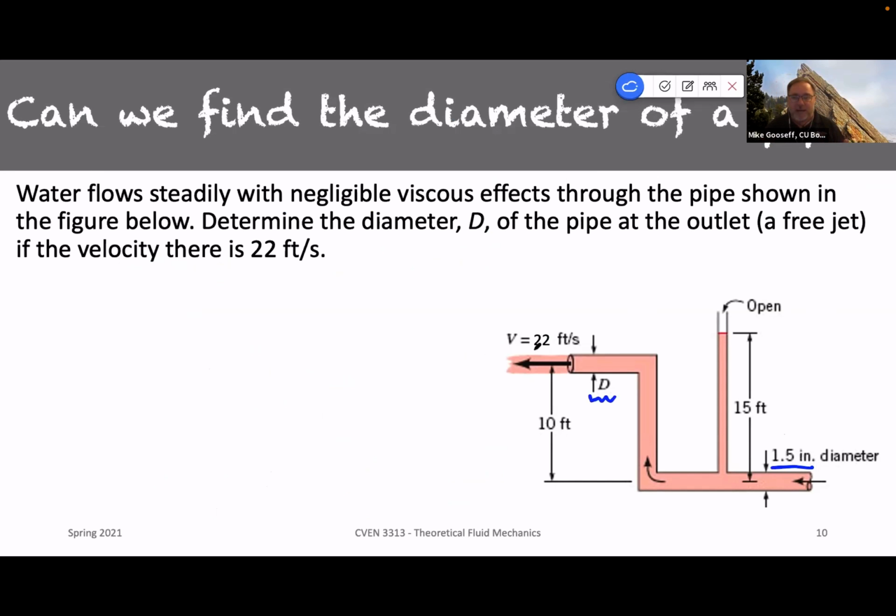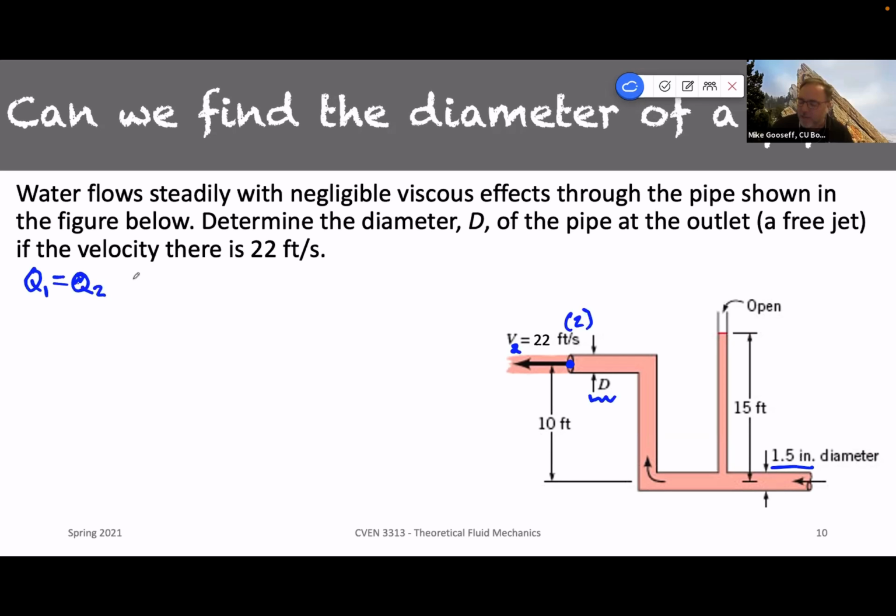Okay, so automatically you can guess, I'm going to put position number 2 right here, right? So we can call this V2 as a matter of fact. V2 is equal to 22 feet per second. We don't know what the cross-sectional area is upstream of it, right in this pipe. But we do know somewhere back here what the cross-sectional area ought to be. We just don't know the velocity there. So in this case, Q1 is going to equal Q2.